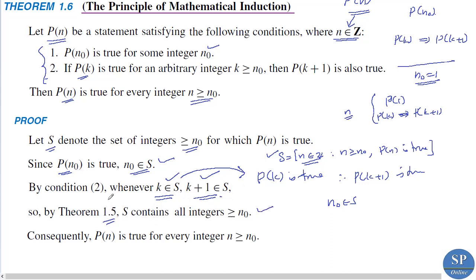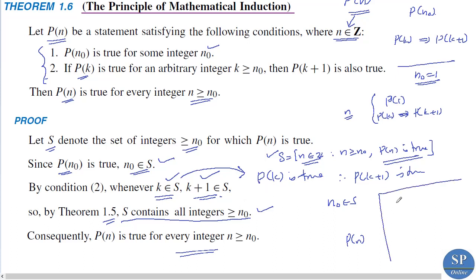This is by Theorem 1.5. Since S contains all integers greater than or equal to n naught, we have P(n) is true for every integer n greater than or equal to n naught, because S is equal to {n belongs to Z such that n greater than or equal to n naught, P(n) is true}. So S contains all integers greater than or equal to n naught means P(n) is true for all n greater than or equal to n naught. That is the principle of mathematical induction.